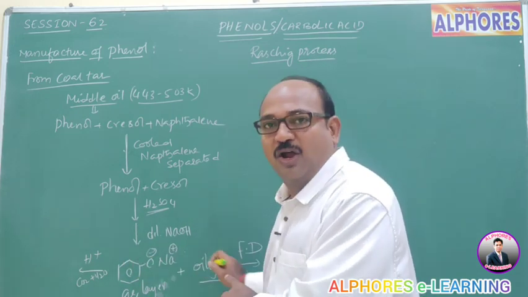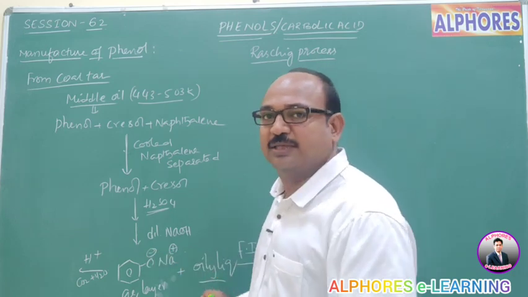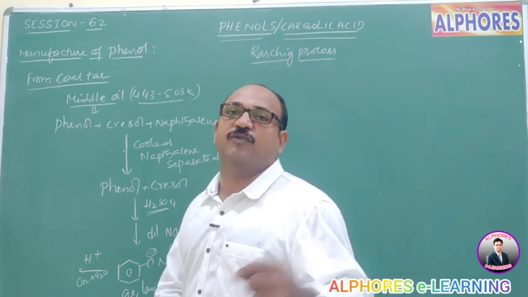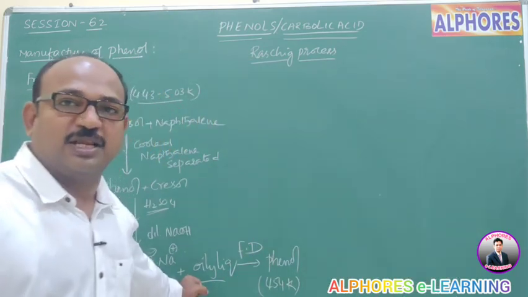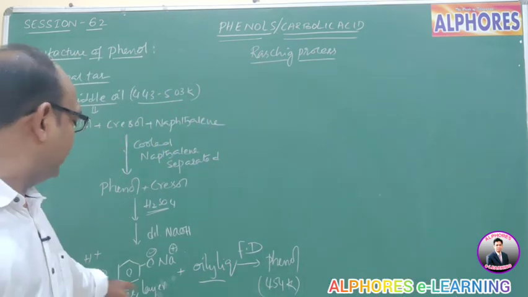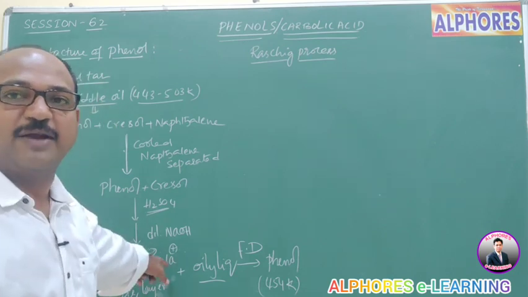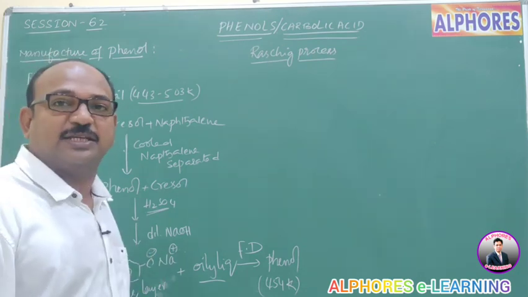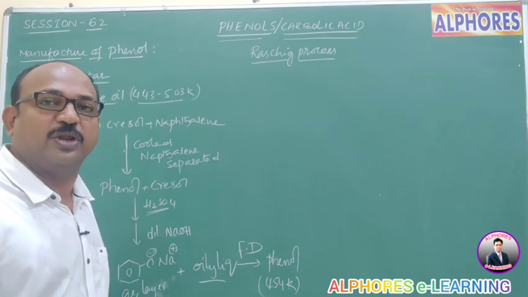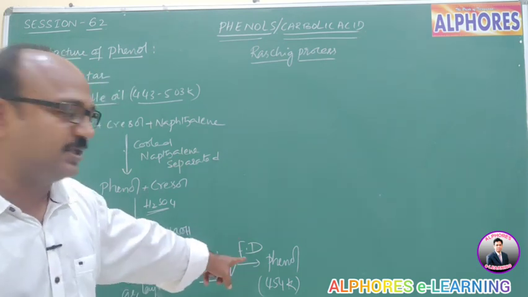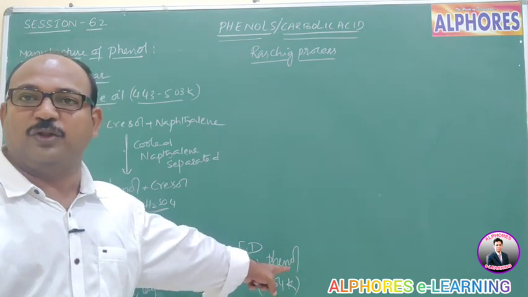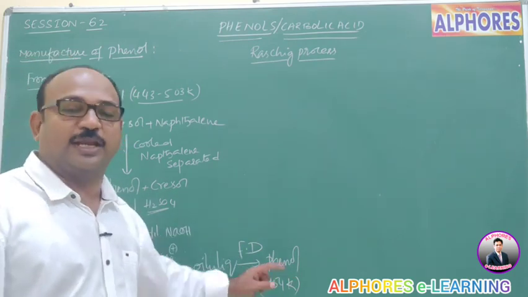ionic and non-ionic, polar and non-polar. So this ionic one, or salt form, preferably comes to the aqueous layer, and the non-ionic one still remains as an oily liquid. The ionic one obtained in the aqueous layer, upon acidification by using sulfuric acid or carbonic acid, gives phenol. The oily liquid upon fractional distillation gives phenol at 454 Kelvin.